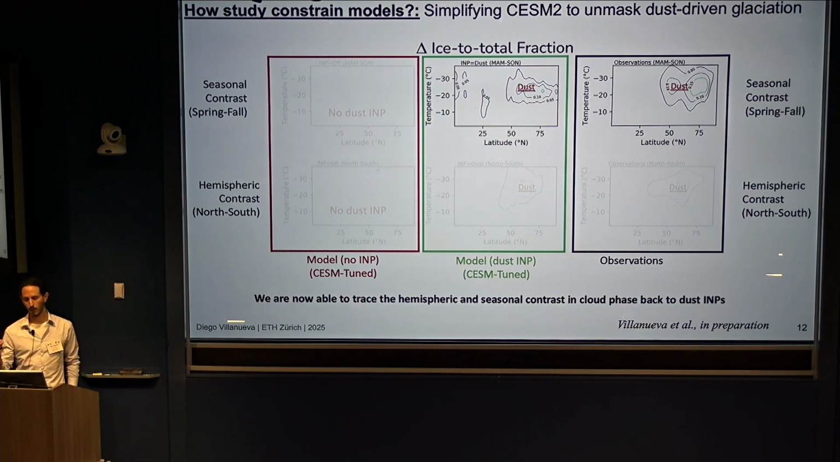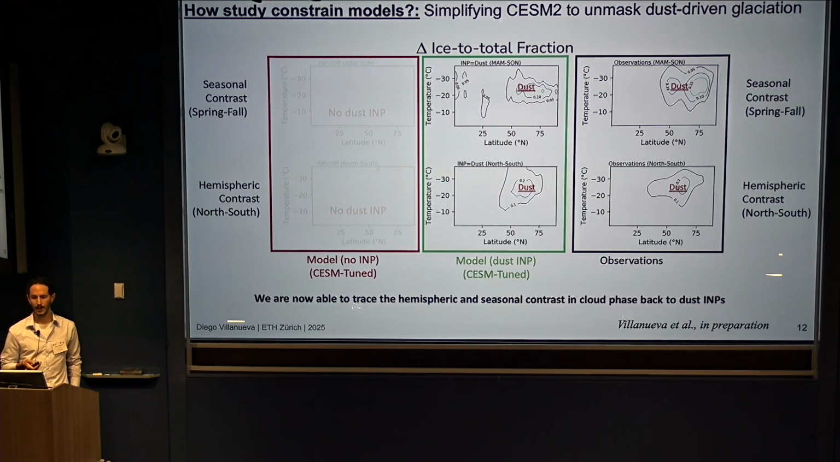So from the temporal contrast, we move to the spatial contrast, and we see actually also quite positive results. So we see that in the Northern Hemisphere compared to the Southern Hemisphere, also in the climate model, we can reproduce this signal of about 10% more ice clouds, just at the temperatures and latitudes where we expect to have more dust INP. And then the final test is what happens when we turn off the dust INP.